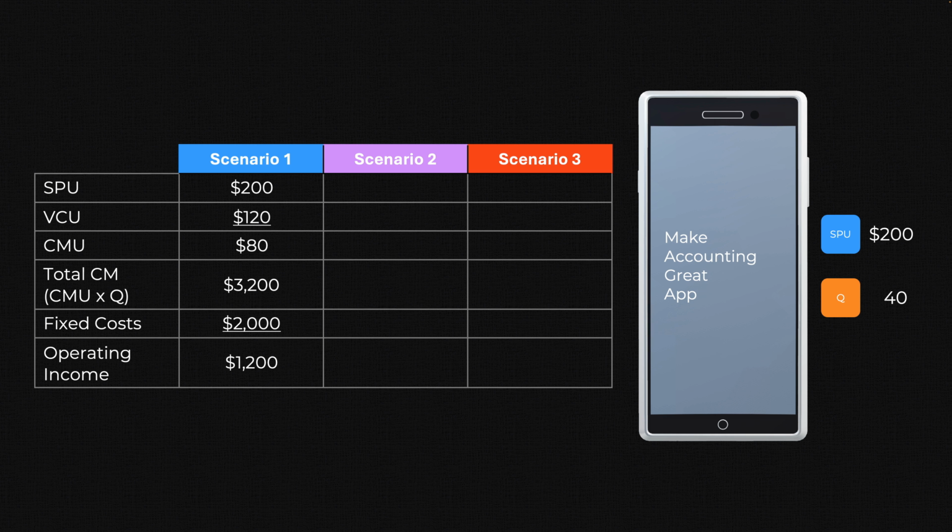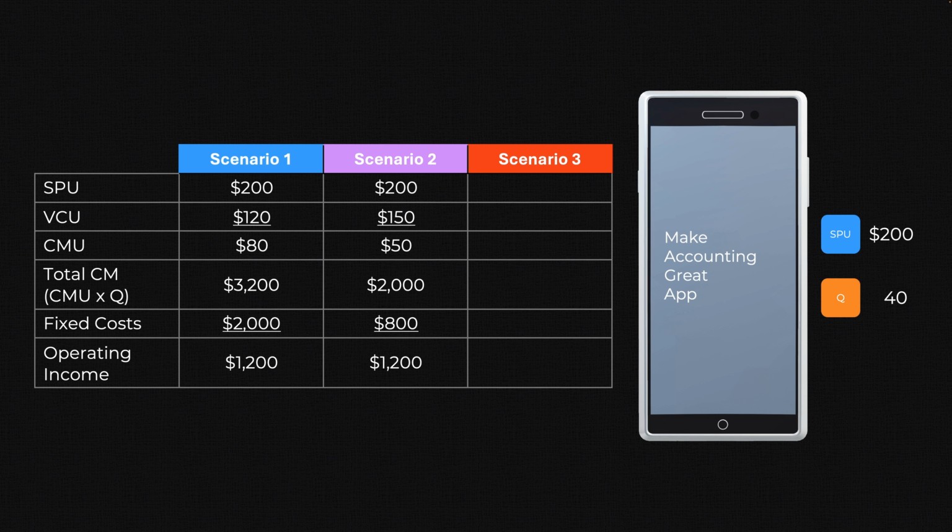Scenario 2, the selling price hasn't changed. It's still $200. But remember, the variable costs were going to go up under this scenario to $150. That gives us a contribution margin of $50 per unit. Multiplied by 40 units is a total contribution margin of $2,000. Fixed costs get to go down as a trade-off for the higher variable costs. And so fixed costs will be $800 in this scenario, for operating income of $1,200.